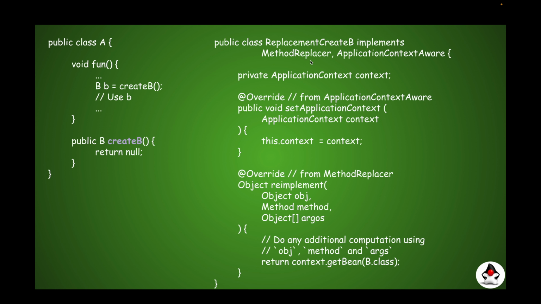Now method replacer provides one method to implement, which is reimplement. That means we need to reimplement a method, and we can do any additional computation with the obj, method and args which we have passed here. There is a typo: it should be object array args. That's just a name, so it can be args as well, but it's arguments. For now, let's just return context.getBean B.class. That means get a bean of type B from the application context and return that.